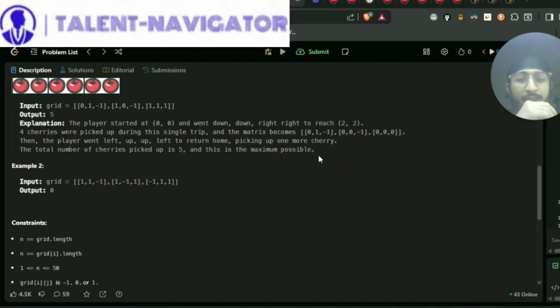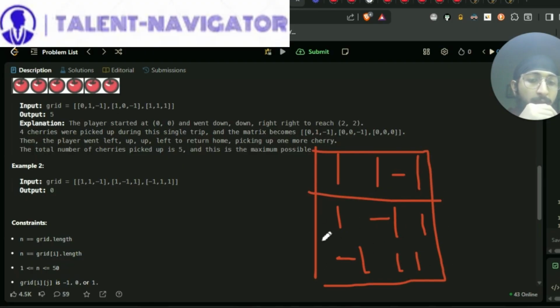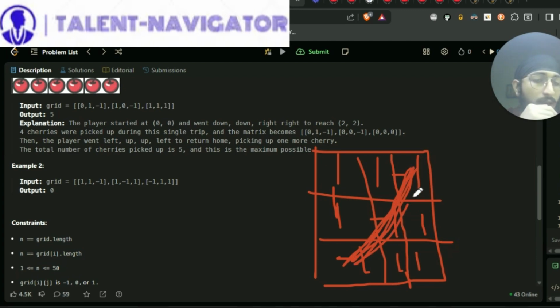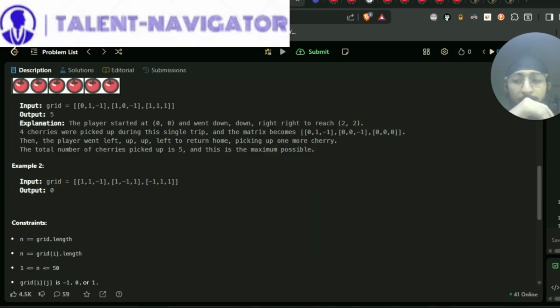Now for the next example, we have a grid which is 1, 1, -1, 1, -1, 1, and -1, 1, 1. Let me make the matrix again. We see that we have cherries placed at all these locations, but this diagonal blocks our area, so these are the thorns that have been placed. So we cannot get from this location to this location, since we cannot go out of bounds either. Going through this is impossible because the diagonal itself is blocked. That means that we collect 0 cherries. So that's what we need to do.